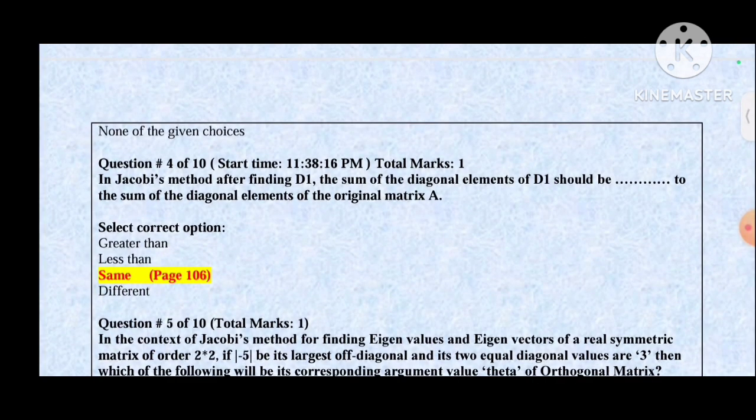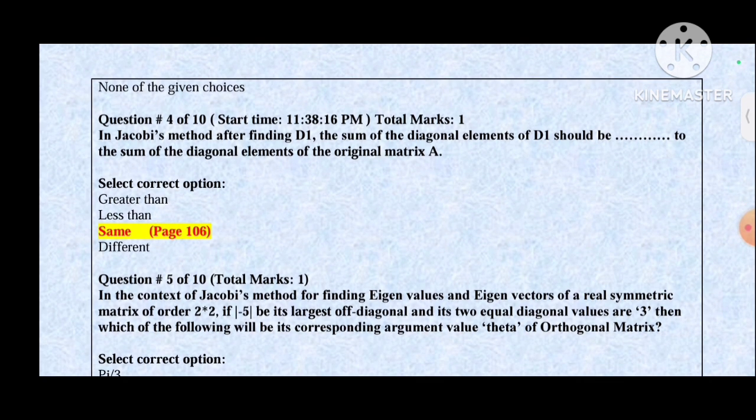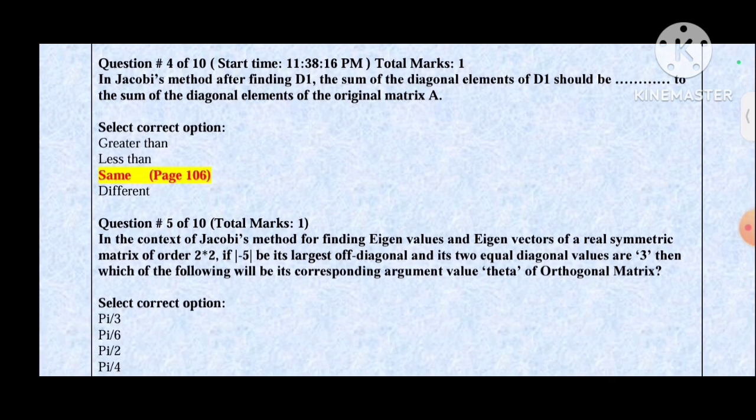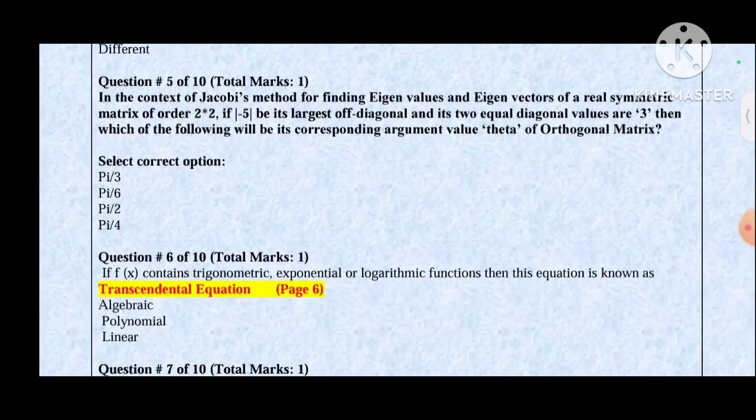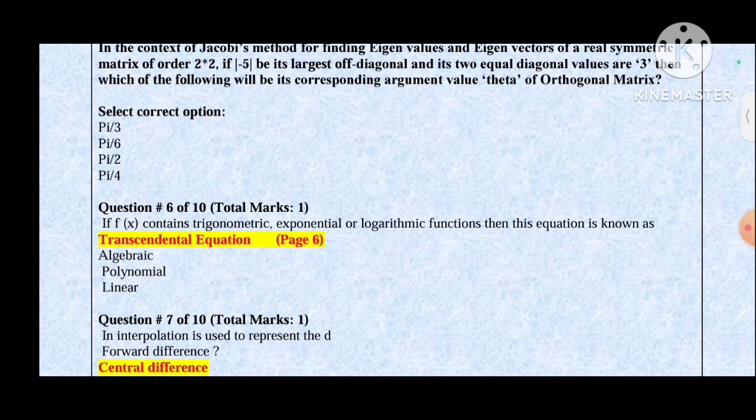इन जैकोबिस मेथड आफ्टर फाइंडिंग d1 द सम ऑफ डायगोनल एलिमेंट्स ऑफ d1 शुड बी सेम टू द सम ऑफ डायगोनल एलिमेंट्स ऑफ द ओरिजिनल मैट्रिक्स ऑफ ए. ओके, a1 अगर हम उसका d1 भी फाइंड करें तो हमारा जो आंसर है वो सेम ही आता है. ये हमारे पास एक लेंथी स्टेटमेंट है जिसका आंसर हमारे पास आता है π/4.